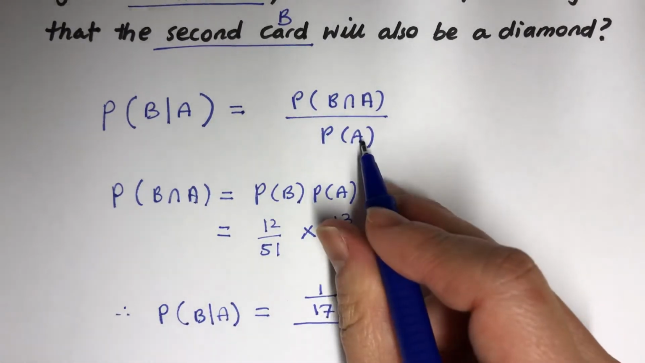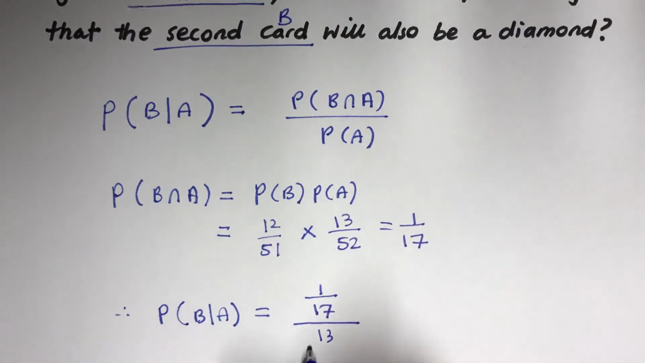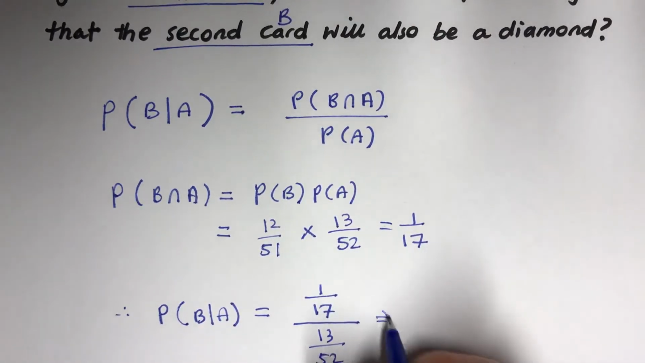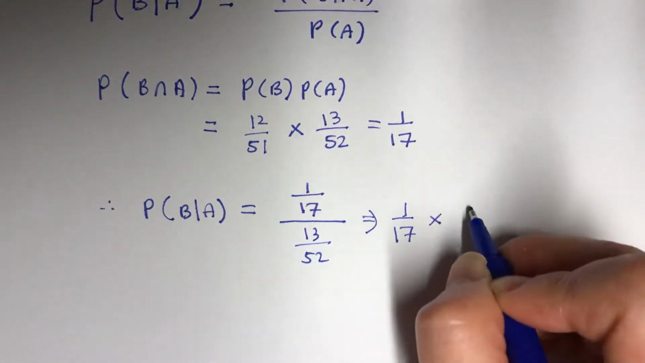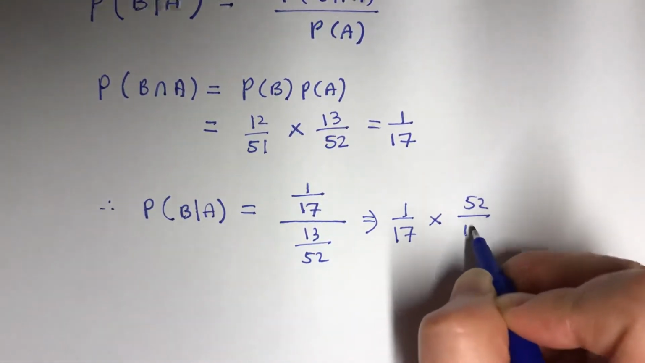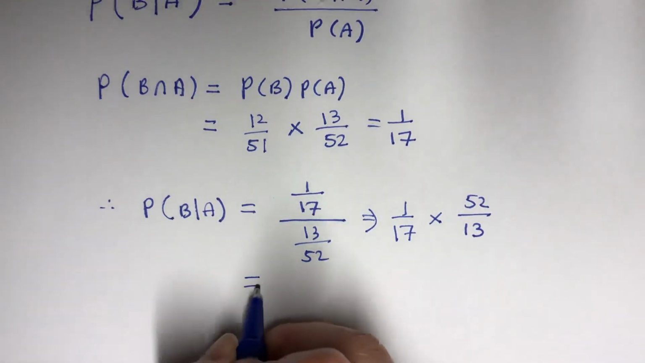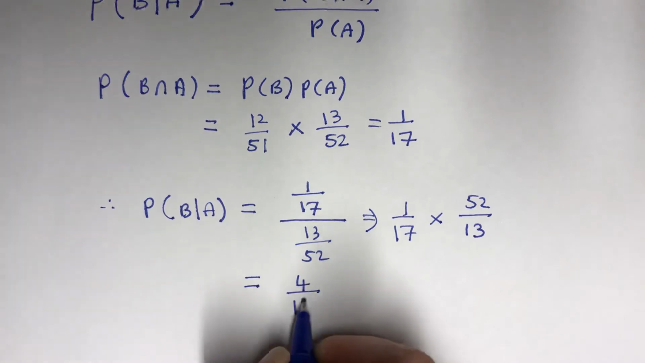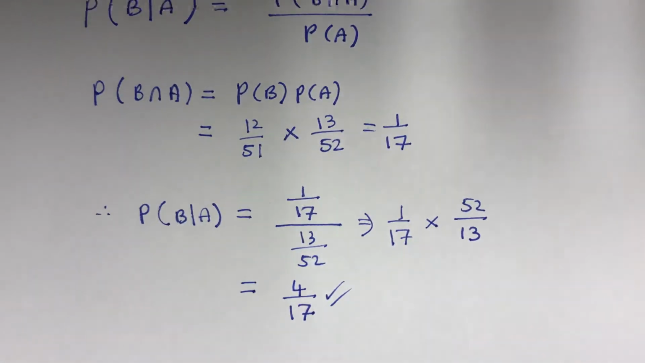And then the probability of A will be just the same as that, 13 out of 52. Now this one, you can write it like this if you want to. If you don't feel comfortable writing it in decimals like that together, you can do that. I mean, the calculator can do it, so you don't have to worry too much. So our answer is 4 out of 17.